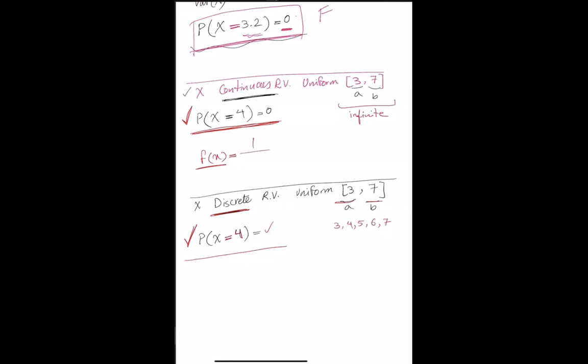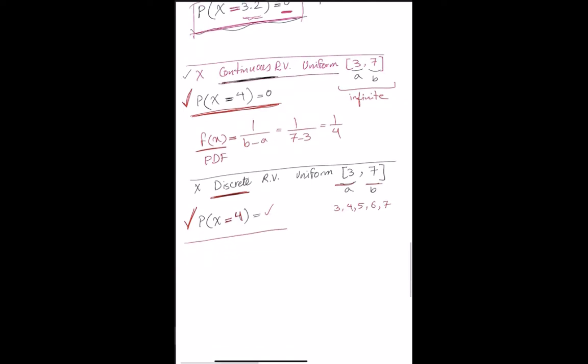The formula is in the slide, was in the video, and you should know this to be able to answer the homework and the quiz. So the formula is 1 over b minus a, which is 1 over 7 minus 3, which is 1 over 4. Okay? So that's the probability density function for this continuous uniform random variable.